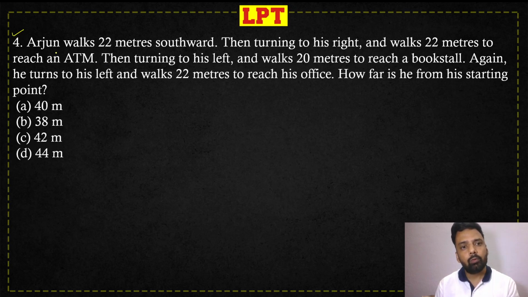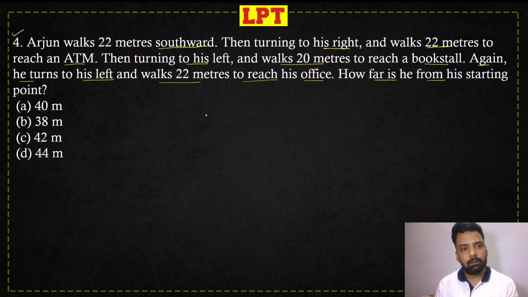Okay, next question. Arjun walks 22 meters southwards. In this direction, he started and he walked 22 meters in the south direction. Then turning to his right. Whenever there is a right, I know that I have to travel clockwise, and he walks 22 meters to reach an ATM. Then turning to his left, he walks 20 meters to reach a bookstall. Again, he turns to his left and walks 22 meters to reach his office. So how far is he from his starting point? We have to find out how far he is from his starting point.